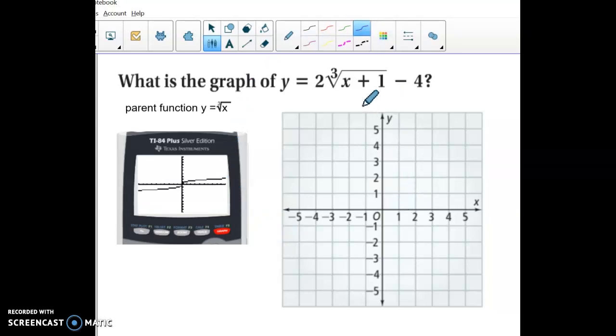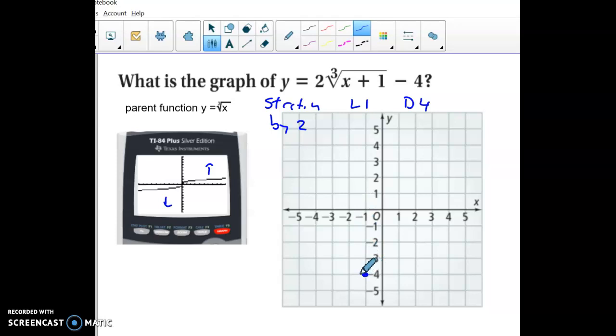Okay, so the transformation: we're going to go left 1, down 4. And then it's going to be a stretch by 2, so it's going to pull it vertically. This shape is going to get pulled vertically by 2. So I'm going to go left 1, down 4.